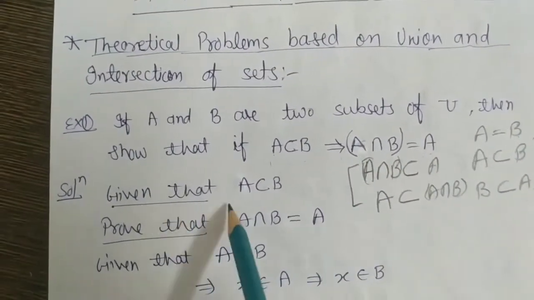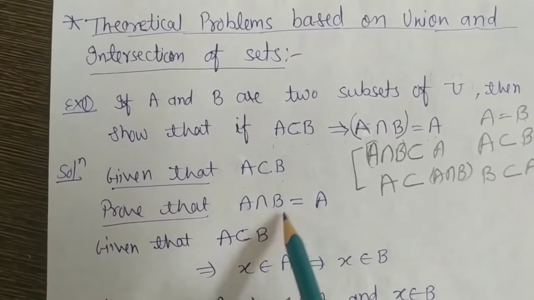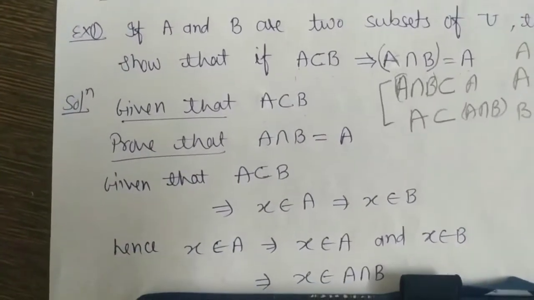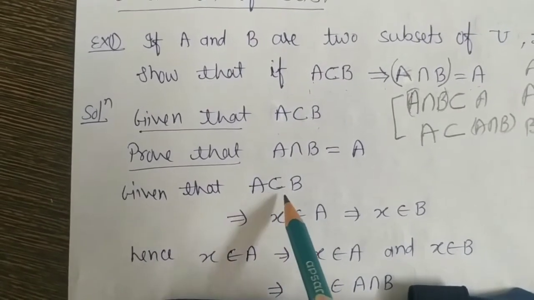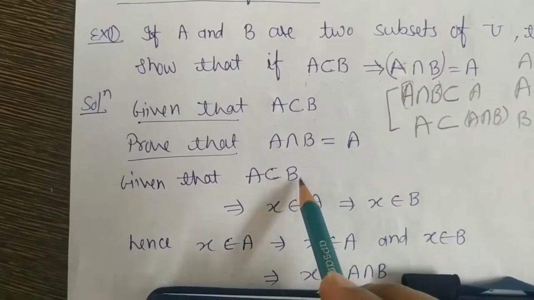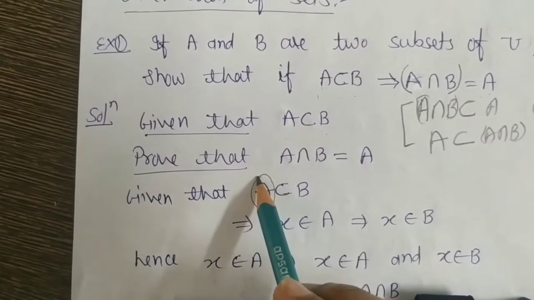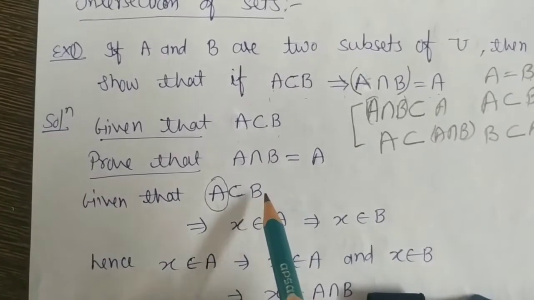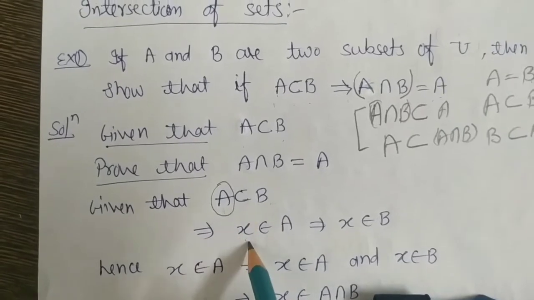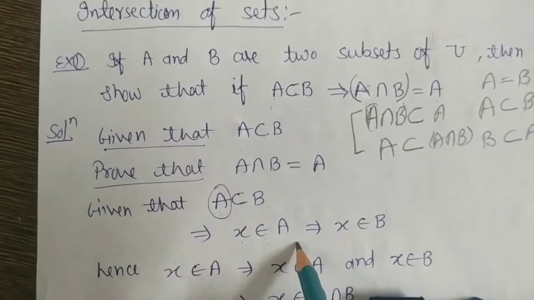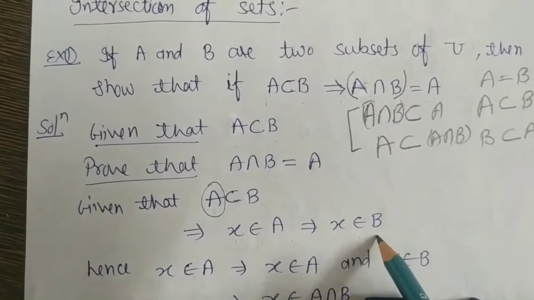Now, what is given to us? A is a subset of B. We need to prove A intersection B equals A. Starting from the given condition, A is a subset of B. It means all the elements of A belong to B by the definition of subset. Hence, let X belong to A. So, by the definition of subset, X also belongs to B.